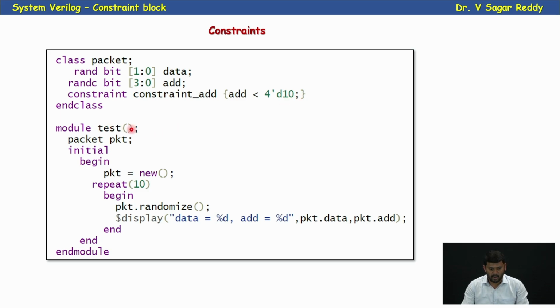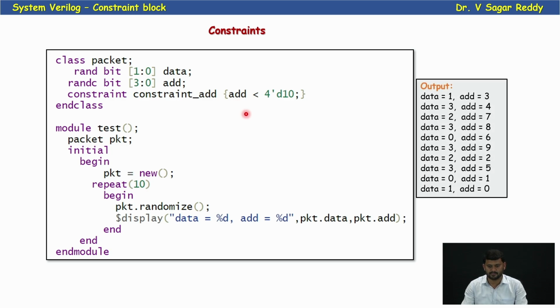Now if you see module test, endmodule, in that I'll create one variable pkt of packet type. It acts as a handle. Then initial begin. Now I'm creating an instance of this class, creating an object. Now I call pkt.randomize. I'm randomizing this object 10 times here, generating 10 different values for this data and address. But what will be the condition here? I impose one constraint that address should be less than 10.